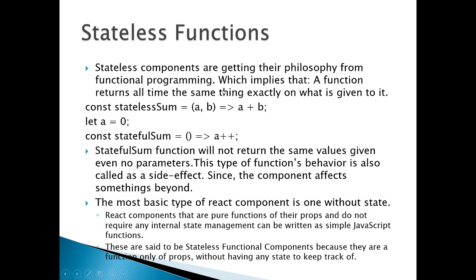Which implies that a function returns all the time exactly what is given to it. If we give 10 the first time, and 10 the second time, and 10 the third time, it will not make any difference. It will provide us back 12 each time. But let's take another example in which if we give 10 the first time, it will provide us 11 as an output. Every time we pass a, it will increment the value and provide us the next value.